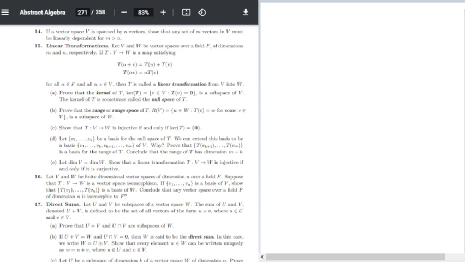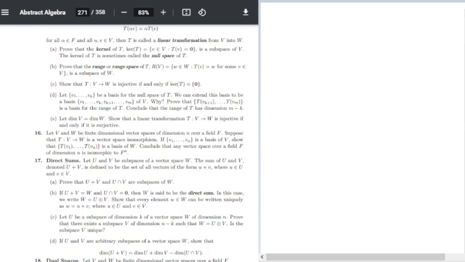Let the dimension of V be equal to the dimension of W. Show that a linear map V to W is injective if and only if it is surjective. This is just a property that if it's injective, the dimension of V is less than or equal to the dimension of W, and if it is surjective, then the dimension of V is greater than or equal to the dimension of W.